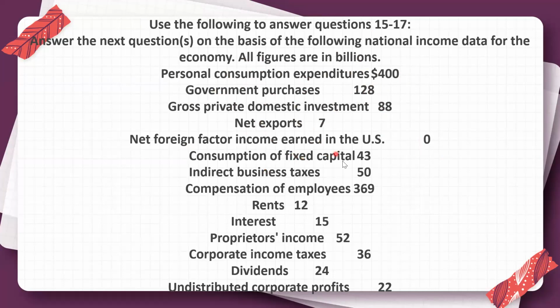Consumption of fixed capital 43. Indirect business taxes 50. Compensation of employees 369. Rents equals 12. Interest equals 15. Properties income 52. Corporate income taxes 36. Dividends 24. And undistributed corporate profits 22.